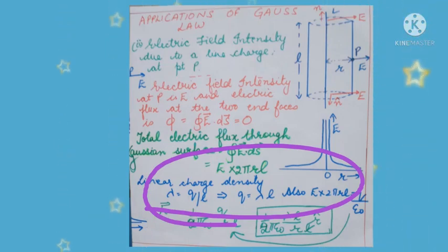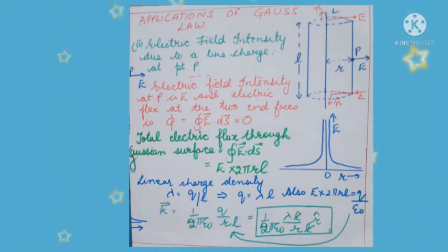Children, we will insert the value of Q in the above equation and we'll get the answer E is equal to 1 over 2 pi epsilon naught Q over r L. On further putting the value of Q, E becomes equal to 1 over 2 pi epsilon naught lambda over r. So children, in this way we have calculated the electric field intensity due to a line charge at a certain point.